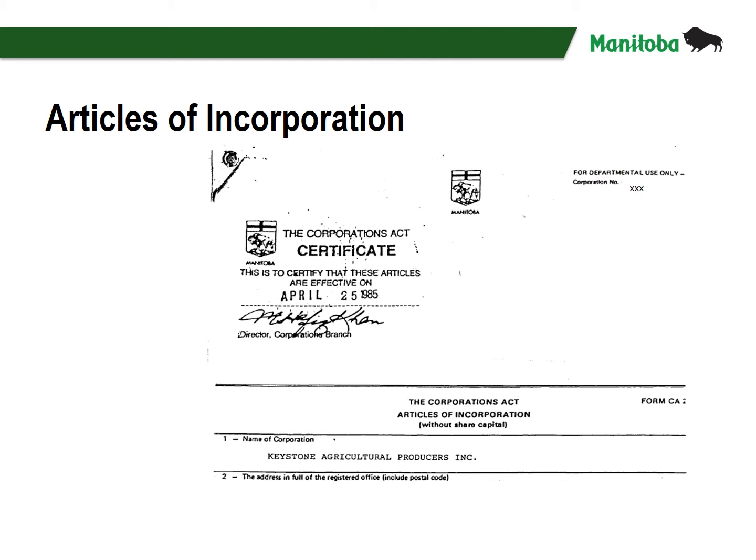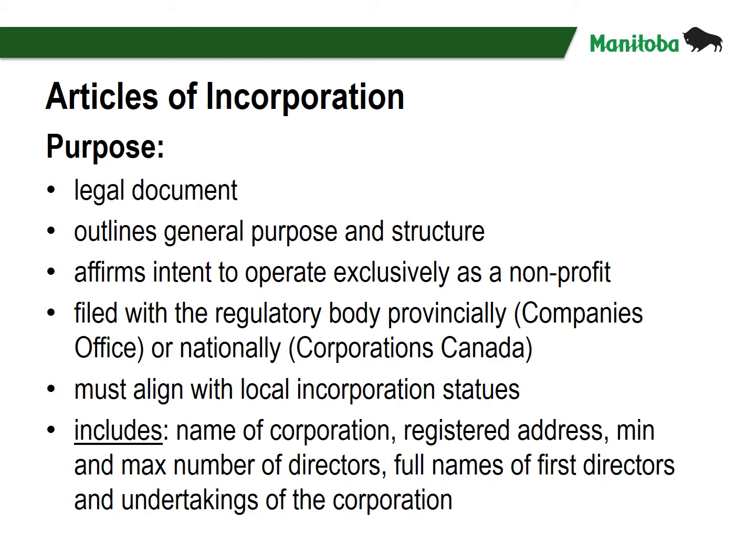We'll begin today's session by talking about your organization's articles of incorporation. A corporation comes into existence on the date its articles of incorporation are filed with the regulatory body, either provincially with the Companies Office in Manitoba or nationally with Corporations Canada. You'll remember that these articles used to be called letters patent. The Articles of Incorporation is a legal document that outlines the general purpose and structure of the organization and its intent to operate exclusively with a nonprofit purpose.